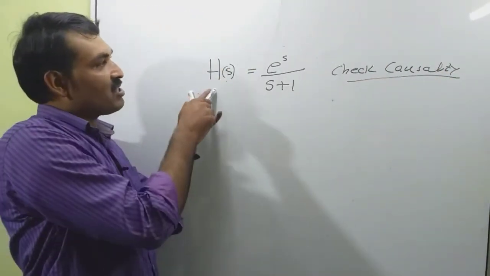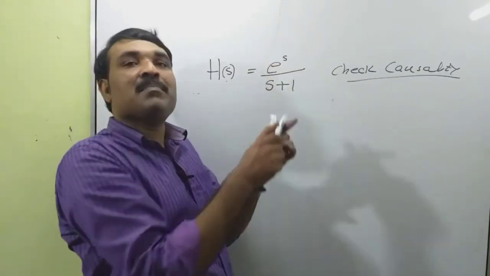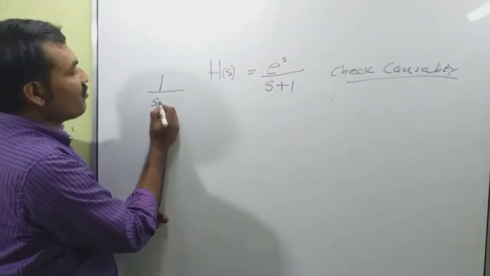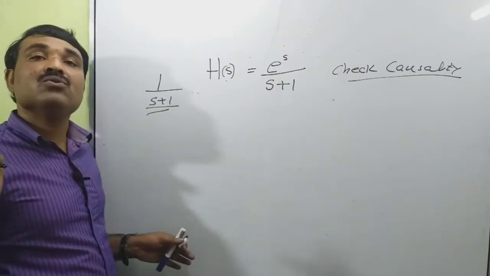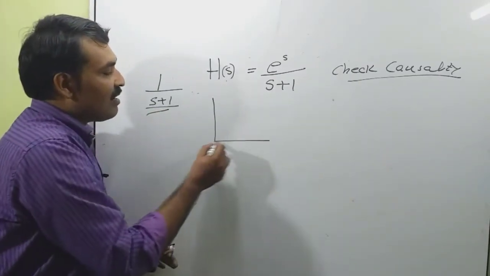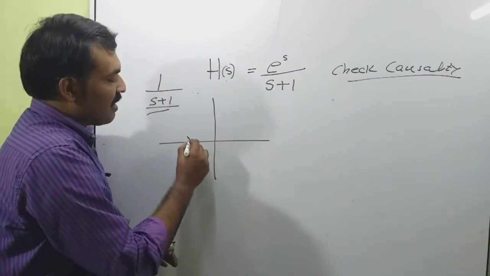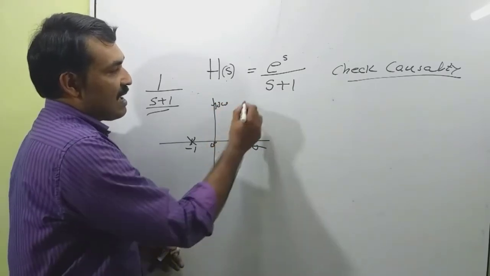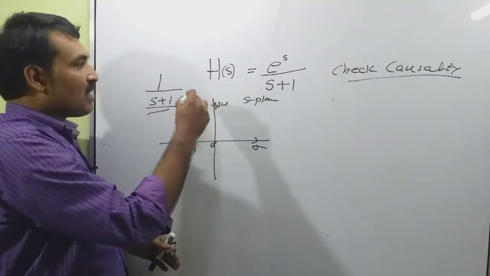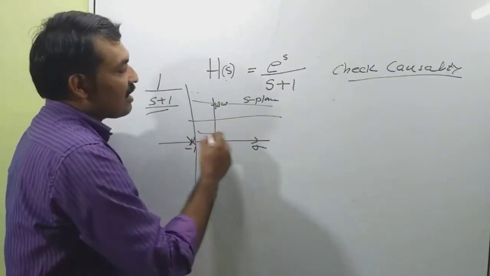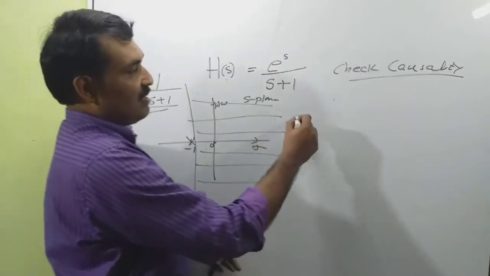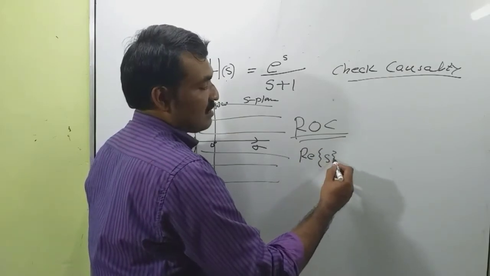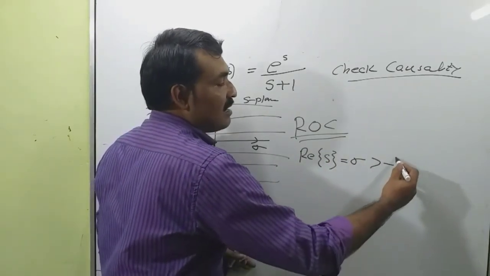Now for this transfer function, that is 1 by s plus 1 multiplied by a term e raised to s, for this 1 by s plus 1, we have a pole at s is equal to minus 1. So in the s plane, we can draw this as a pole at s equal to minus 1. This is our sigma axis, j omega axis, 0, our s plane. So the region of convergence for this signal is real of s greater than minus 1. That is, ROC is the real part of s, that is sigma, greater than minus 1.